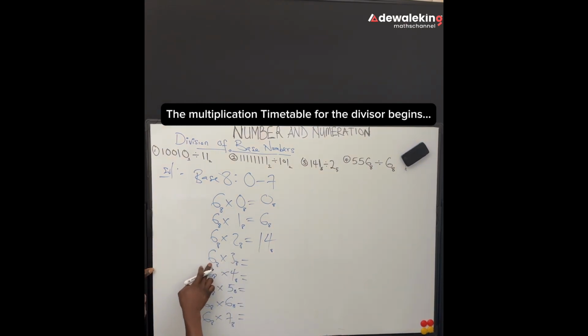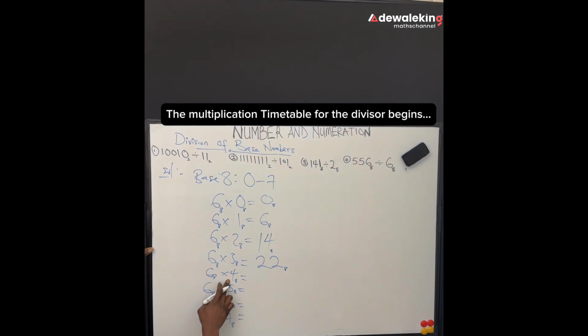Now let's move to the next one. 6 times 3 is 18 in base 10. Can give us 2, remainder 2 in base 8. So meaning that 8 times 2 is 16. 16 plus 2 is 18. So it means that 6 times 3 is 22 in base 8. Now let's move to the next one.